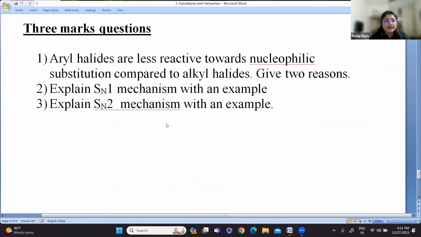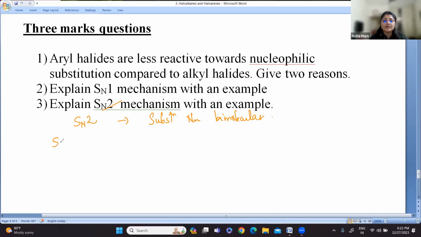Fine. So the next question is: explain SN2 mechanism with an example. So what is SN2 mechanism? SN2 is substitution, nucleophilic, bimolecular. I'm writing the shortcut here, but please do not write the shortcut. Write substitution, nucleophilic, bimolecular reaction mechanism. So this is SN2.